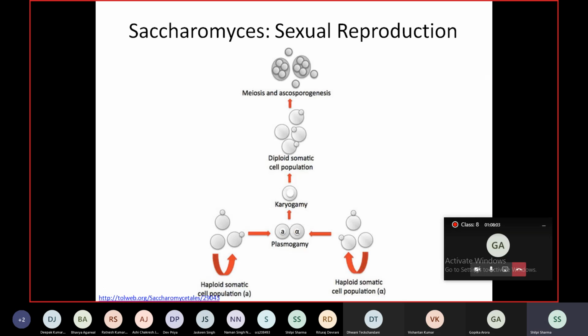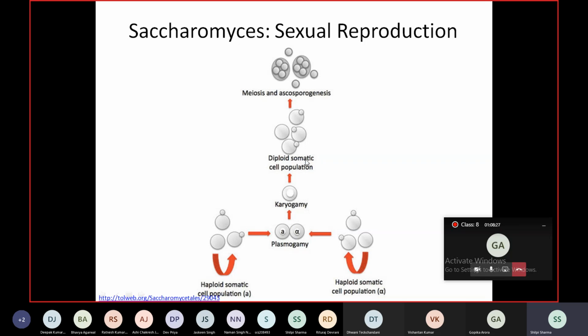Now, in the case of sexual reproduction, the different mating types, here designated as A and alpha, fuse, undergoing plasmogamy. And then there is the fusion of nuclei, called karyogamy. Again, here there might be a delay in this process, in the completion of the sexual cycle.